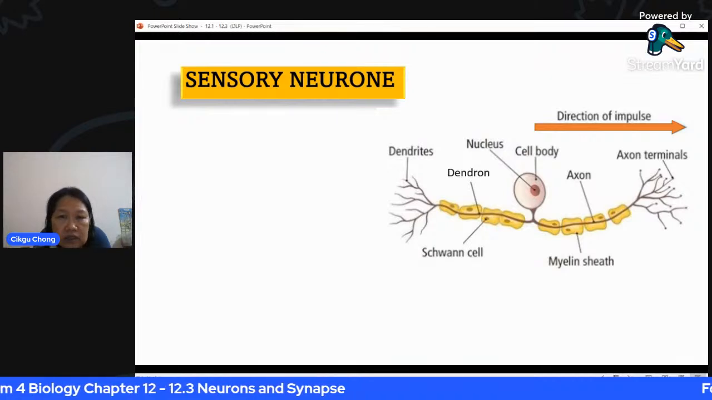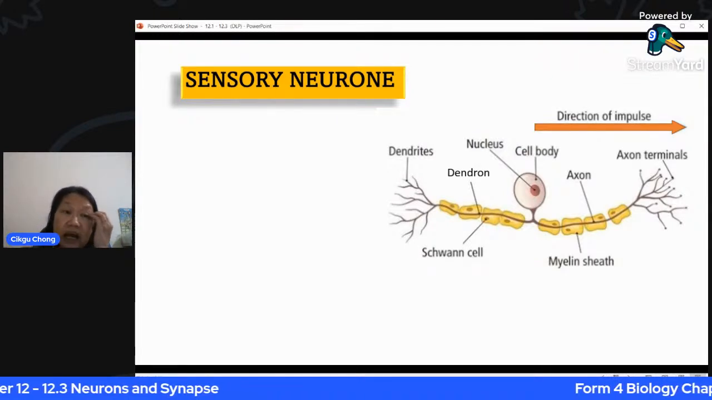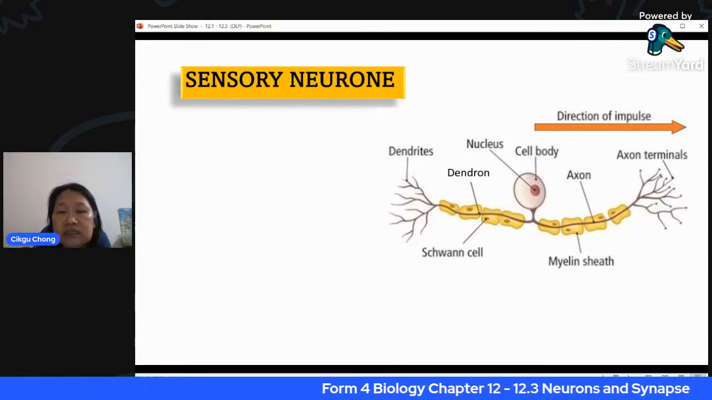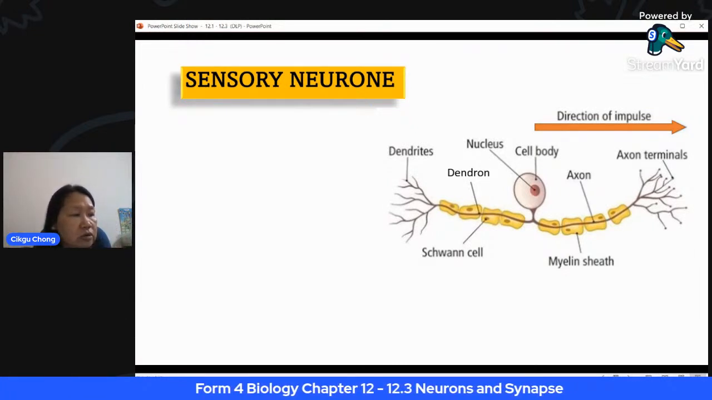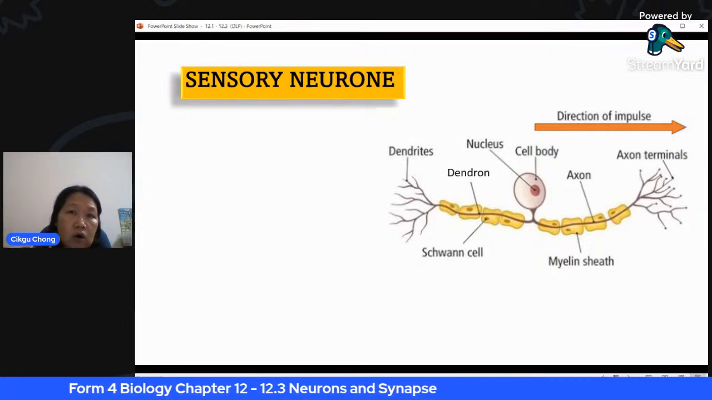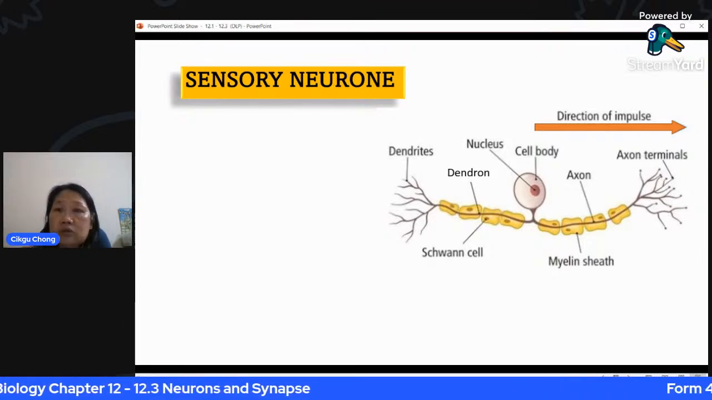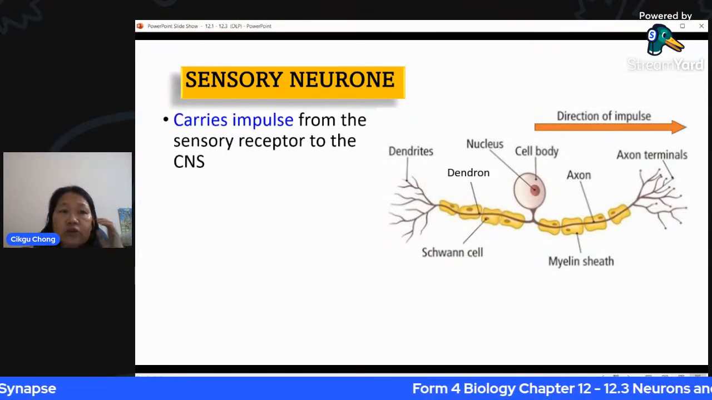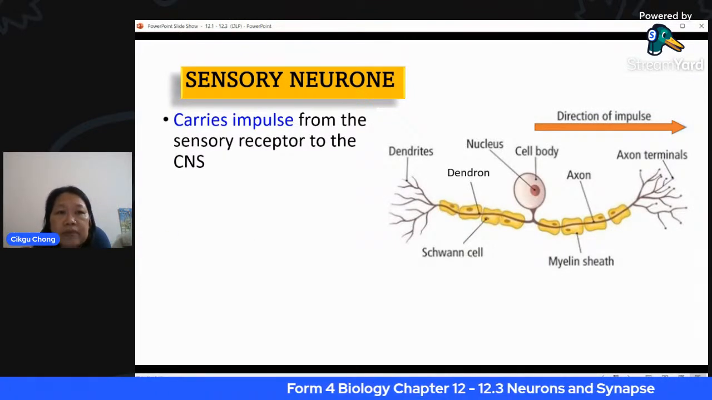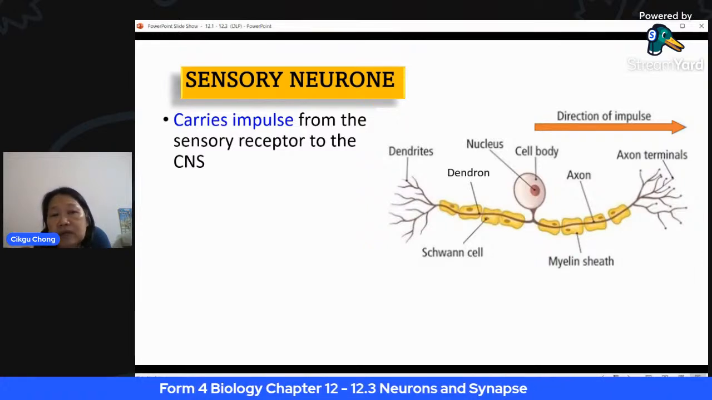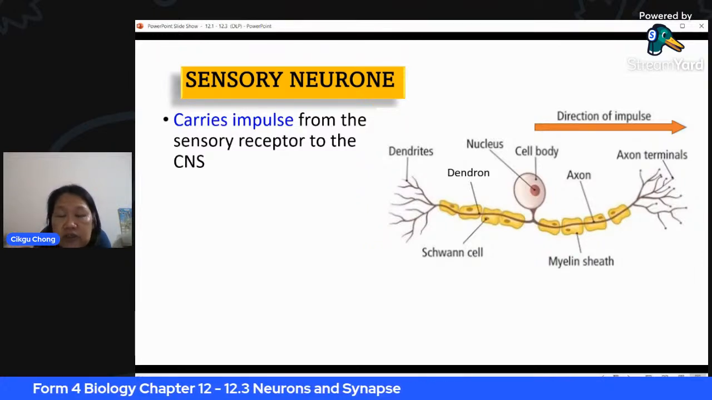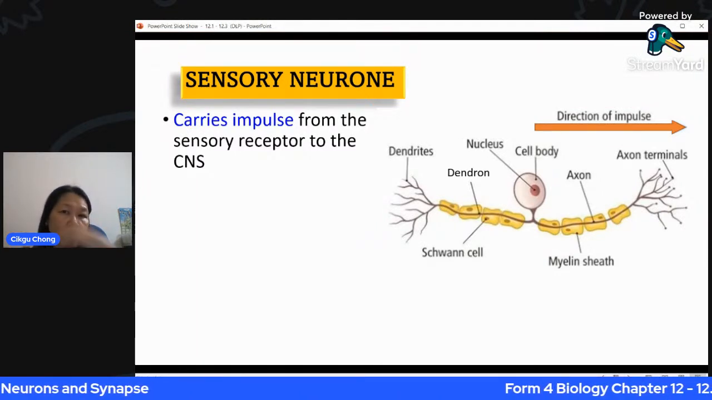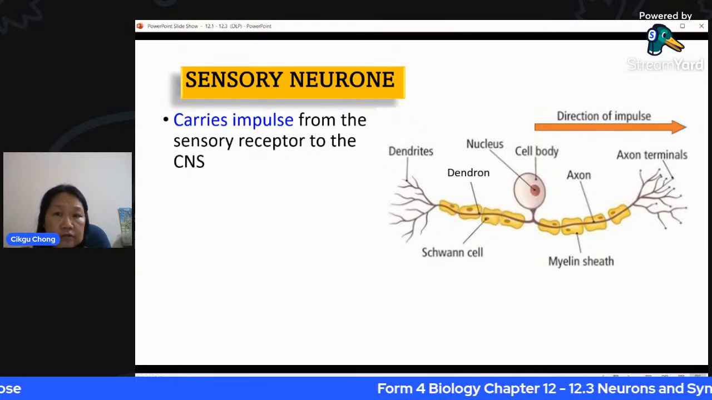Sensory neuron. Let's look at the difference in each type of neuron. How do you recognize a sensory neuron? Sometimes I give you a diagram, and you need to tell whether this is a sensory neuron, relay neuron or motor neuron. How do you see? So simple. The function of a sensory neuron is to carry impulses from the sensory receptors, that means coming from your senses, to the CNS, the central nervous system. That means it could be the brain or the spinal cord.